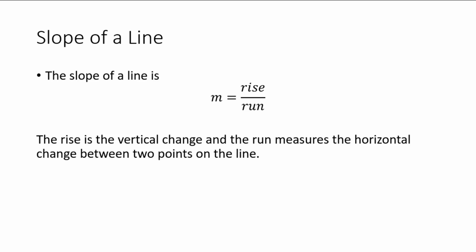So, the slope of a line is m equals rise over run. Remember, the rise is the vertical change, the up and down change, and the run is the horizontal change between any 2 points on the line. M will be some ratio of the rise over the run.